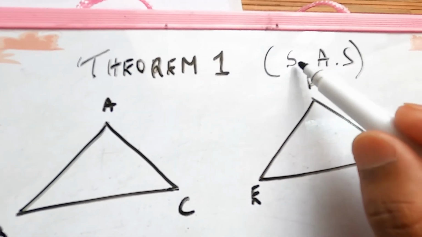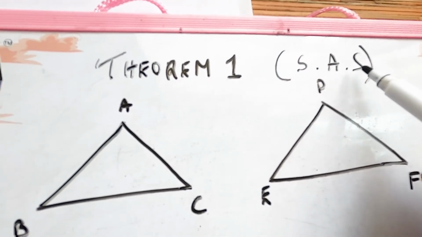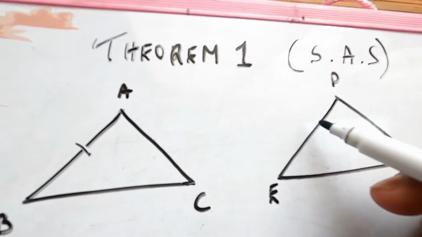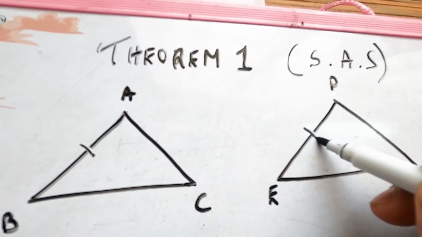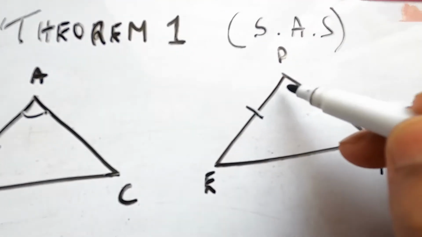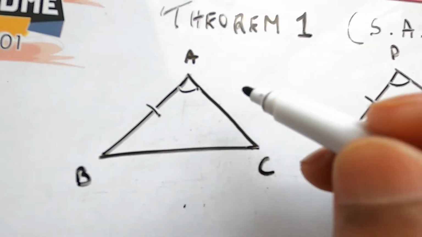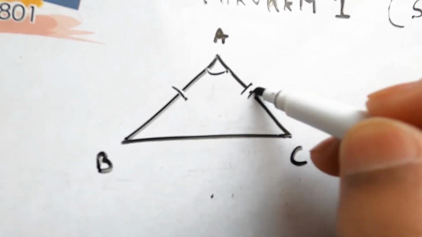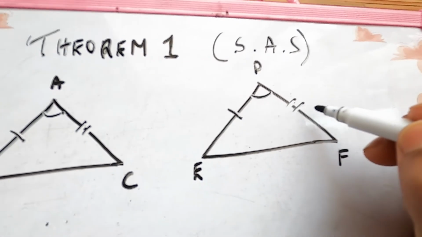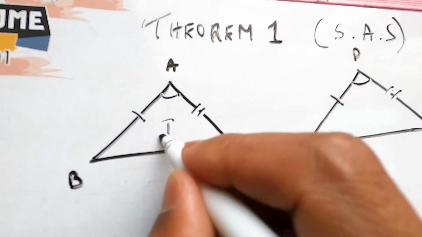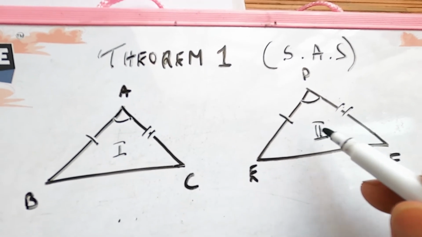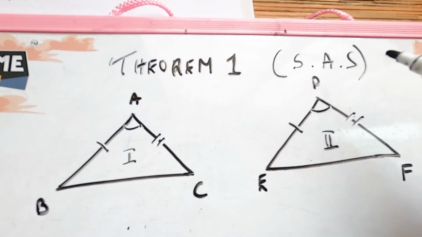SAS simply means side, angle, side. If we have AB equal to the corresponding side DE, and angle A equal to the corresponding angle D, and side AC equal to the corresponding side DF, we can say that triangle 1 is congruent to triangle 2. By which property? Side, angle, side.